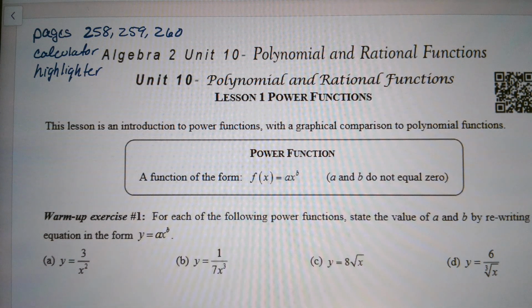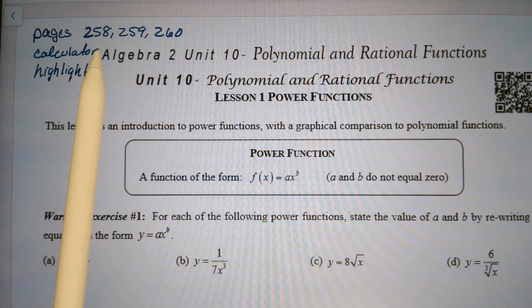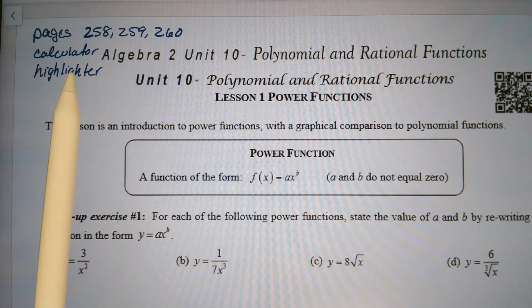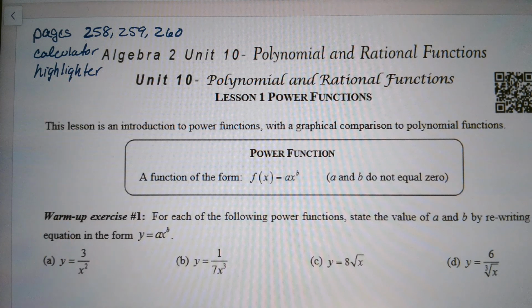With today's video, we begin a new unit, Unit 10, Polynomial and Rational Functions. We'll be covering pages 258 to 260. You want to have your graphing calculator and a highlighter. Lesson 1, we look at an introduction to power functions.